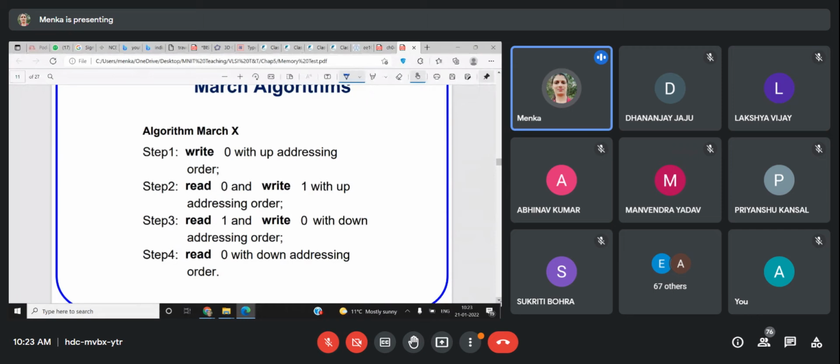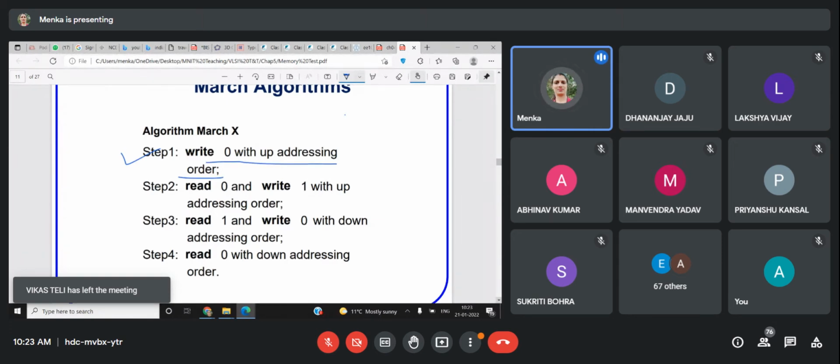March test is a type of test. So how will the algorithm be working? First of all, if you want to write and you want to read, how will you be doing it? So first one is write 0. In the March test, what you are going to do is read, write, read. March means to process, to flow, right? So you'll make 0, then you will read it. You'll make 1, then you'll read it. And likewise, you will keep doing on.